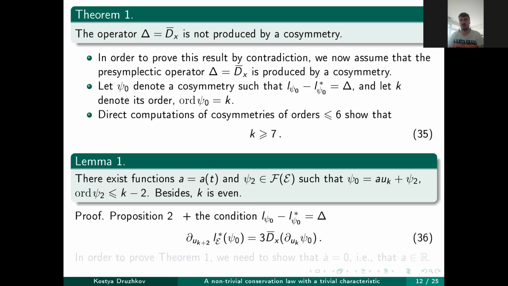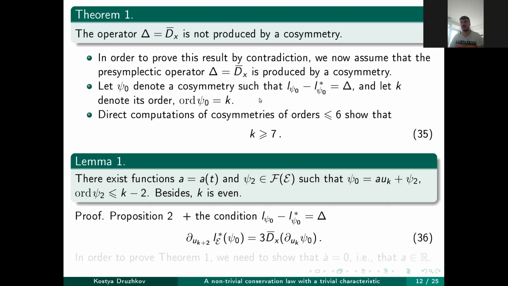Then we have a cosymmetry that produces it, of course, and let psi0 denote a cosymmetry such that it produces delta. And let k denote its order. Here, I do not assume that there is a unique cosymmetry that produces delta, just any cosymmetry. Let me recall that delta is just the total derivative with respect to x. And let k denote the order of any cosymmetry, just any situation of this type, any cosymmetry that produces delta, and its order is k.